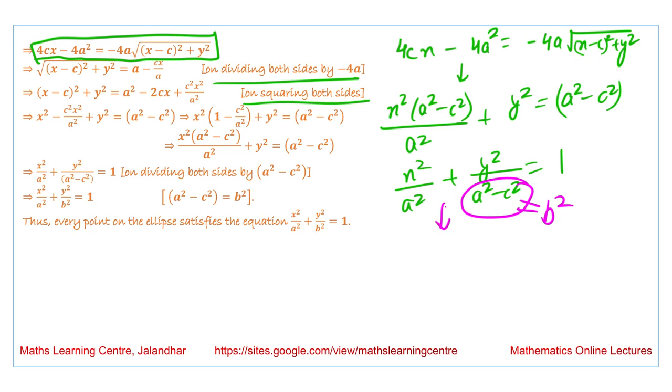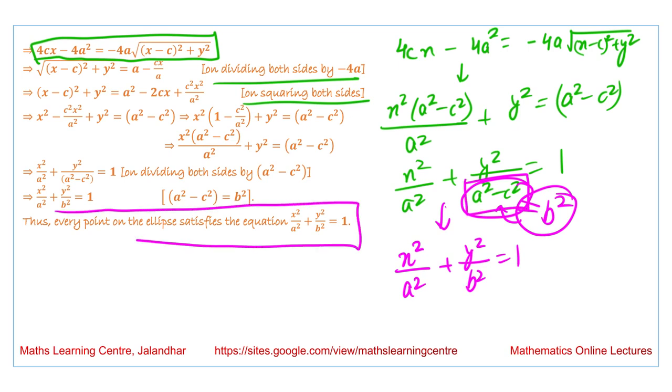So the equation of the ellipse will come in the form x square over a square plus y square over b square is equal to 1, where b square is equal to a square minus c square. So we are saying that every point on the ellipse satisfies the equation x square over a square plus y square over b square is equal to 1.